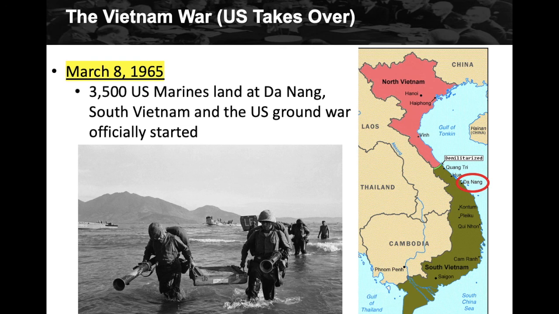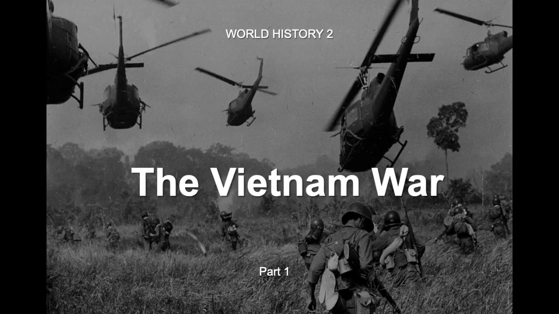And here's a picture of the Marines landing at Da Nang. And there's another picture here on the right of Vietnam, a map. So here's Da Nang. There was a large air base at Da Nang. These Marines were actually sent in first to protect the air base, but then the increase of troops is really going to escalate.